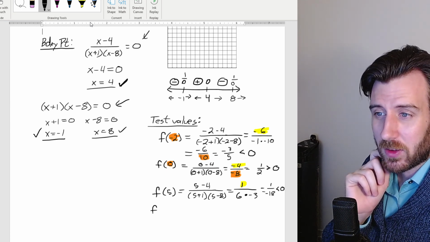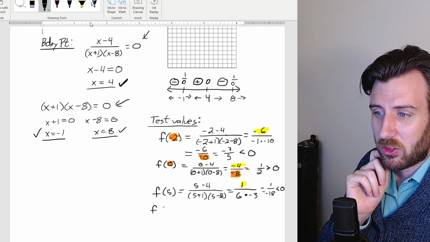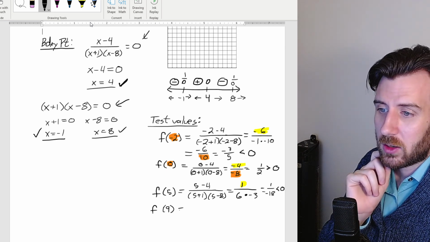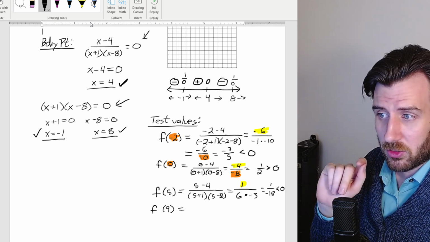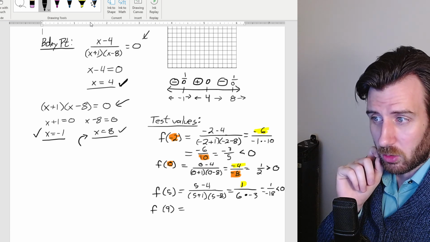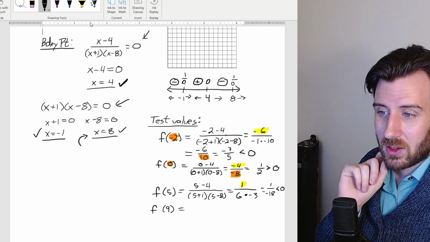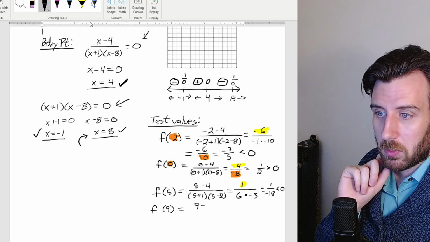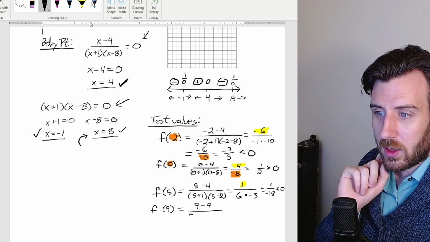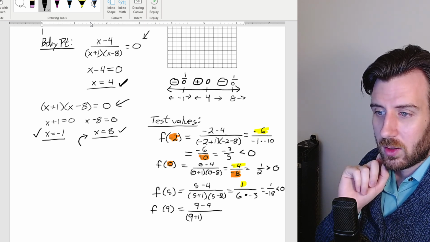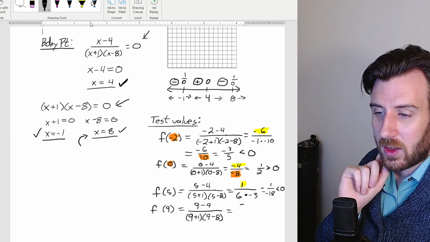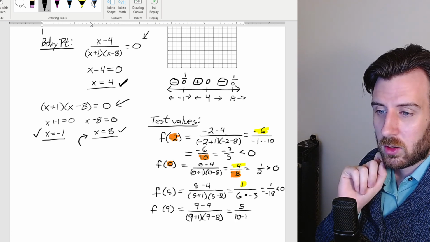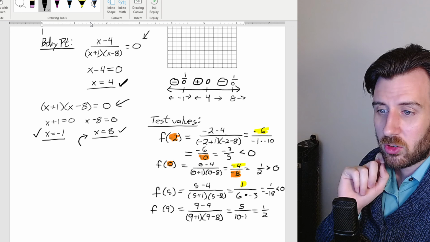And I'm curious about a test value after 8. Let's choose maybe 9. So f of 9 equals, and this should again be a time when the denominator switched over, because this was a time when I was looking at when the denominator was 0 and maybe switches. So f of 9 would get us 9 minus 4 over 9 plus 1 times 9 minus 8, which gets us 5 over 10 times 1 equals 1/2, which is positive.